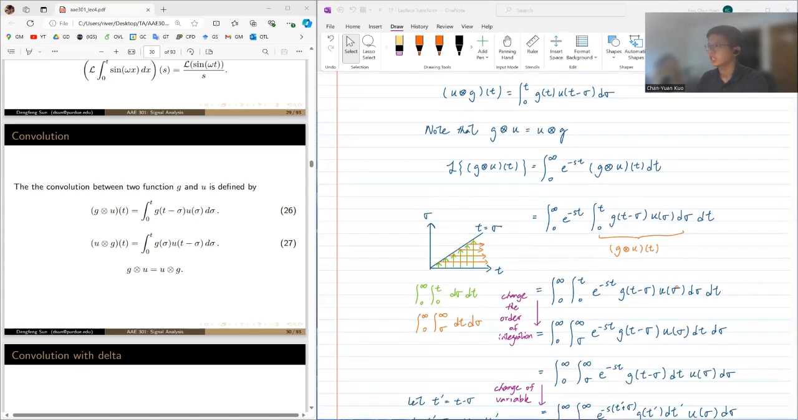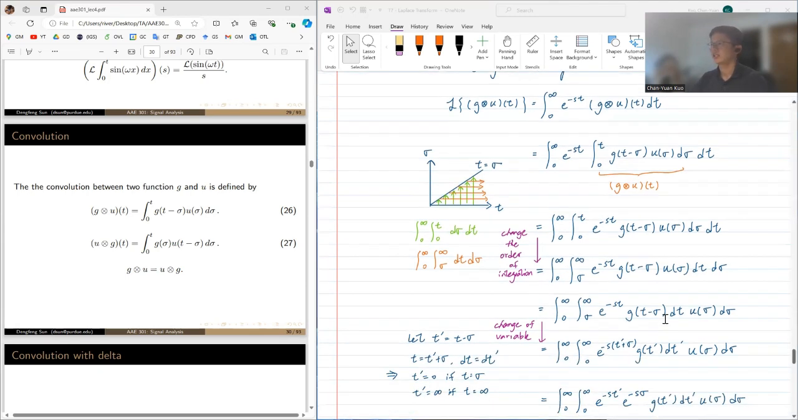Now, we replace this expression here by the definition of the convolution. So we will get the integration of e to the negative st times the integration of g of t minus sigma times u of sigma from 0 to t with respect to sigma, and from 0 to infinity with respect to t. And here I'm going to multiply the e to the negative st into this integral. So here we will have a double integral in the front, and the integrand will be e to the negative st times g of t minus sigma times u of sigma, and we integrate with respect to sigma first and then with respect to t.